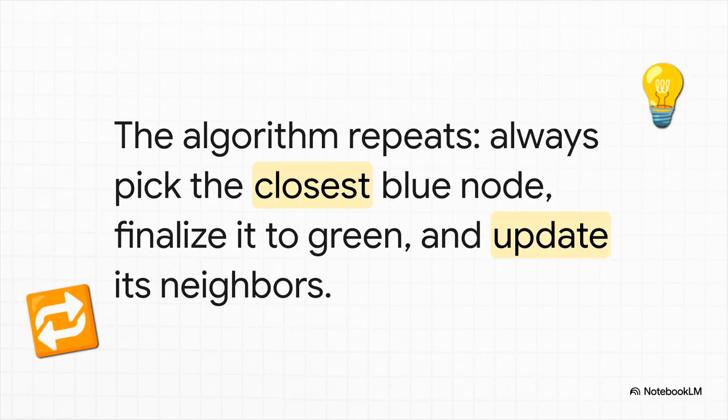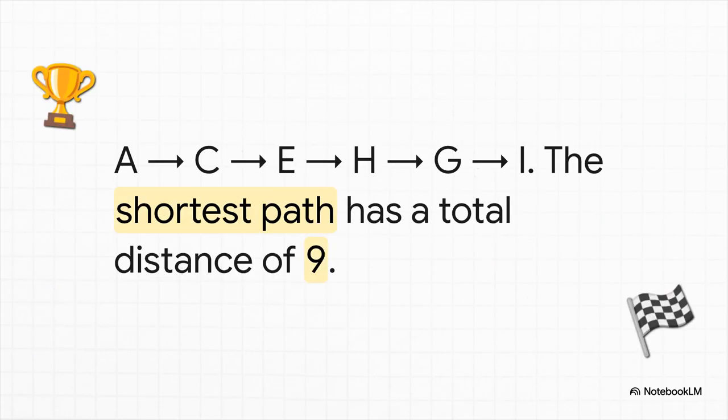And from here, you can probably see the pattern, right? The algorithm just keeps doing this simple little dance. It grabs the closest blue node from the list, colors it green, checks its neighbors for any shortcuts, and updates the scoreboard if it finds one. Lather, rinse, repeat.